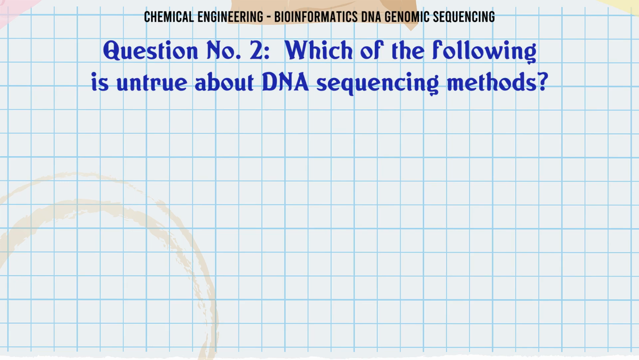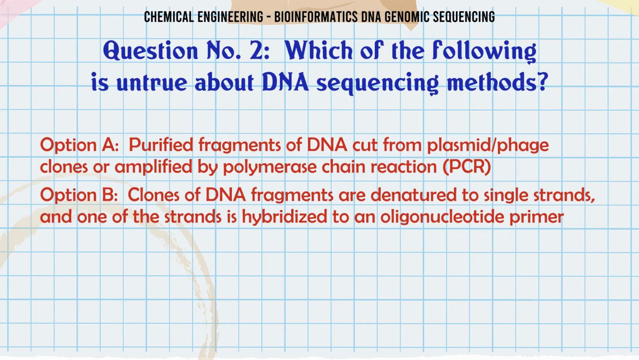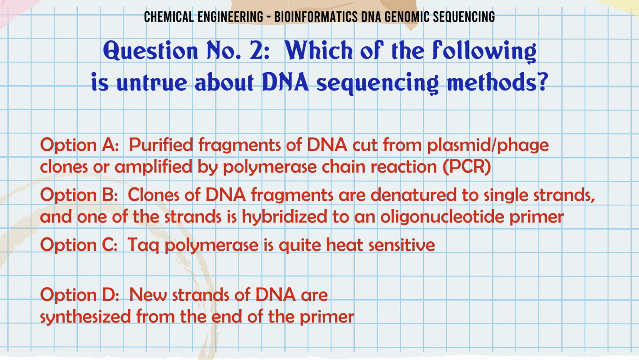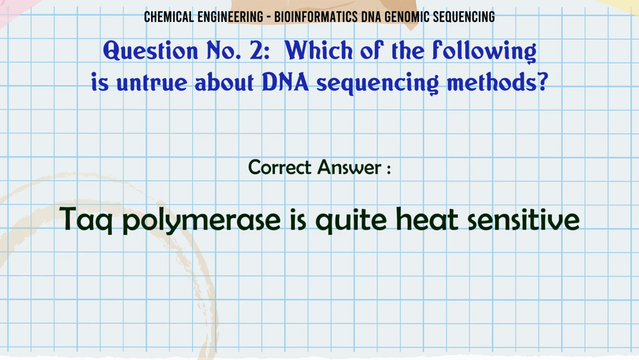Which of the following is untrue about DNA sequencing methods? A. Purified fragments of DNA cut from plasmid or phage clones or amplified by polymerase chain reaction, PCR. B. Clones of DNA fragments are denatured to single strands and one of the strands is hybridized to an oligonucleotide primer. C. Taq polymerase is quite heat sensitive. D. New strands of DNA are synthesized from the end of the primer. The correct answer is Taq polymerase is quite heat sensitive.